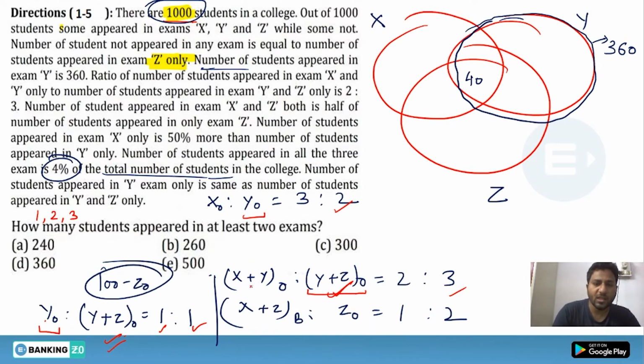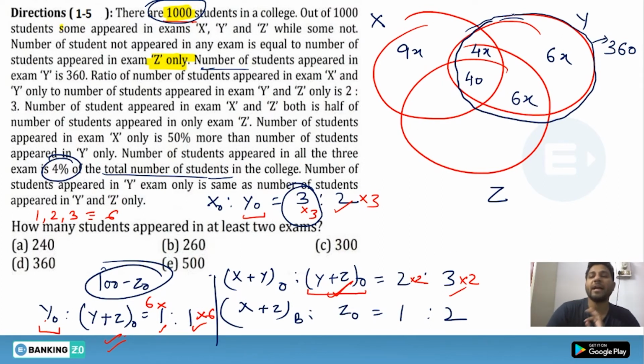Now here, look at this. We'll make them 6 because the LCM of 1, 2, 3 is 6. So we'll multiply accordingly. To make YZ naught 6, you'll have to multiply it by 2. To make Y naught 6, you'll have to multiply it by 3. Let me change the color so you can have a clear idea. X naught would become 9x, while Y naught would become 6x, YZ naught would become 6x, and XY naught would become 4x.